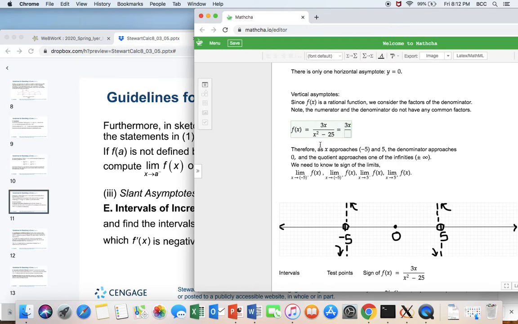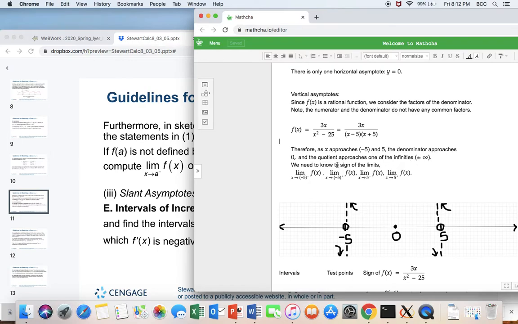The denominator is a difference of squares, so it is x minus 5 times x plus 5. First, make sure there are no cancellations above and below. There are none. So both these factors give me negative 5 and 5 as problematic numbers. They don't cancel. So as x approaches either 5 or negative 5, the denominator is going to get so small that the limit is going to be an infinity, one kind of infinity, either plus infinity or negative infinity.